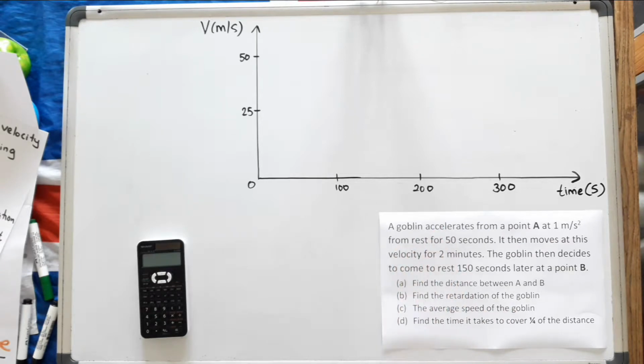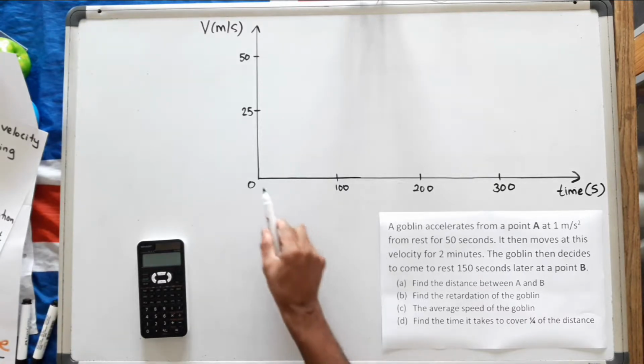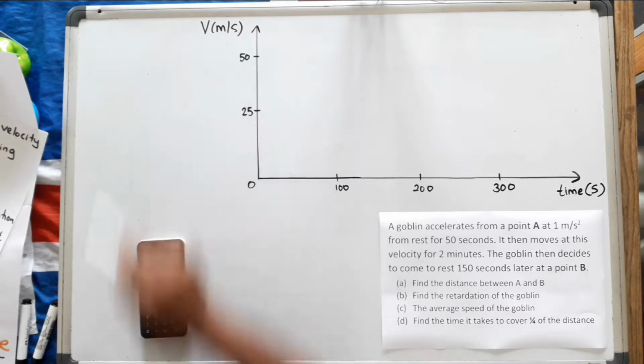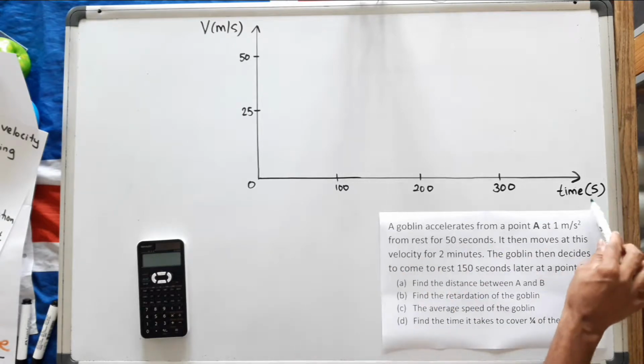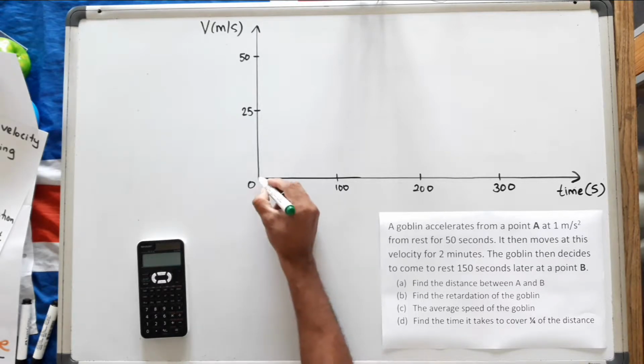Here's a goblin, and he accelerates from a point A at 1 meter per second squared from rest for 50 seconds. So that means the goblin starts from rest. You notice my y-axis is in meters per second. It's representing velocity. And my x-axis is representing time. But I'm going to be using seconds. And that's going to be really important. So the goblin starts from rest.